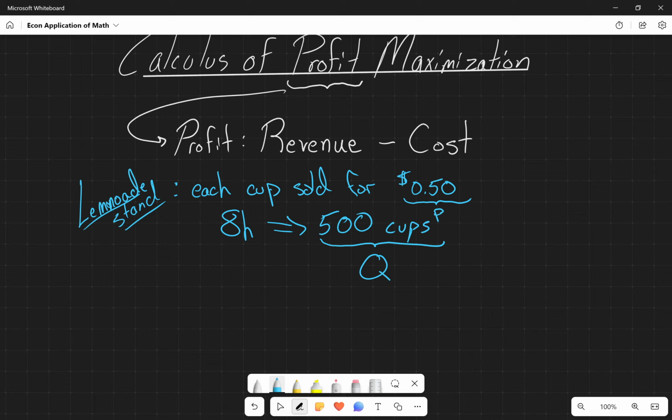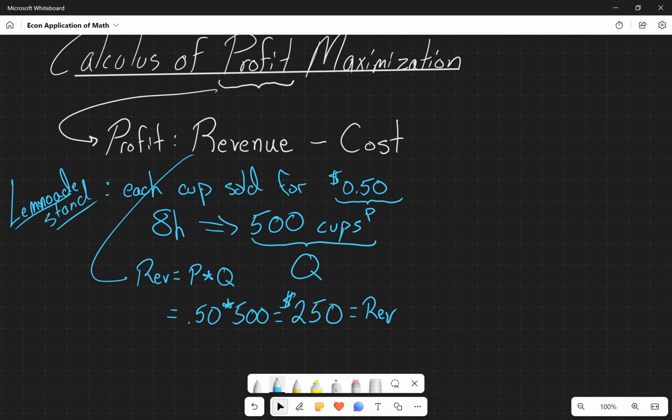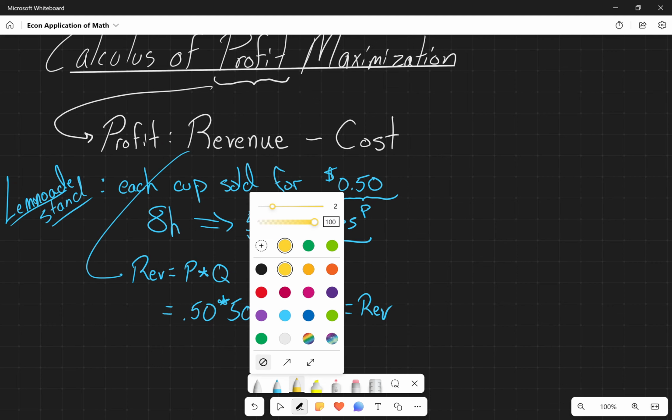And so when we're calculating these individual parts, our revenue is equal to the price times the quantity. And so this is going to be equal to that 50 cents times 500. So half of 500, which is 250. And this is going to be denominated in dollars. So this is my revenue. Just making sure we're all on the same page in terms of what things are called.